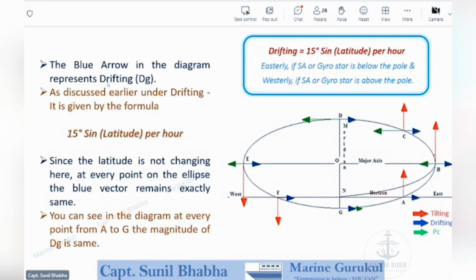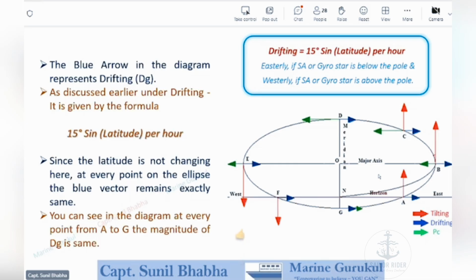The blue arrow in the diagram represents drifting. It is given by 15 degrees sine of latitude. The latitude for now is not changing. We are considering a stationary observer. And since the latitude is not changing, at every point on the ellipse, the blue vector remains exactly the same. You see the magnitude of the blue vector is the same at all the points. And also, since the entire ellipse is below the pole, the drifting is easterly. So that was the drifting part.